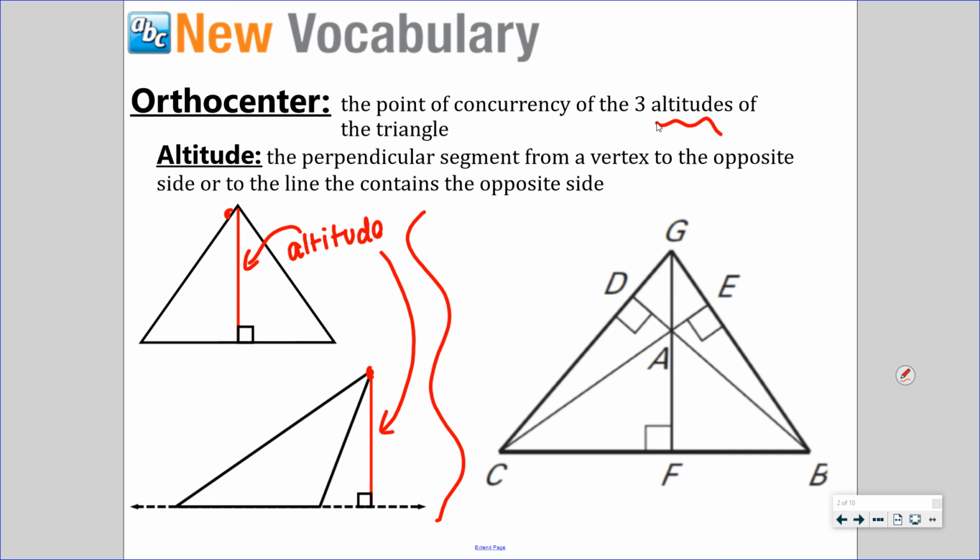Oh, good. Okay. From this vertex, the line segment that's perpendicular to the side opposite of it, I'll dash that. That's an altitude, from the vertex to the opposite side. From vertex G to the opposite side, there's an altitude. Notice how it's not a perpendicular bisector, right? It's different. It's not bisecting this. It's going from the vertex, perpendicular to the opposite side. So where those three altitudes intersect, that's called the orthocenter.